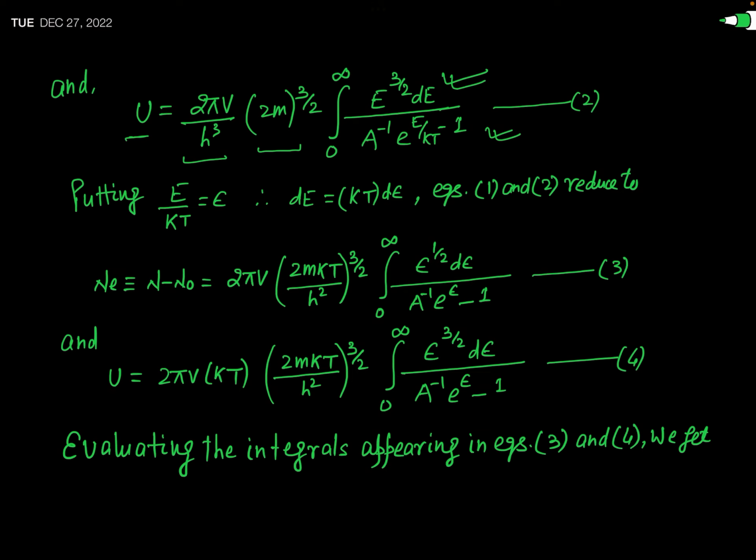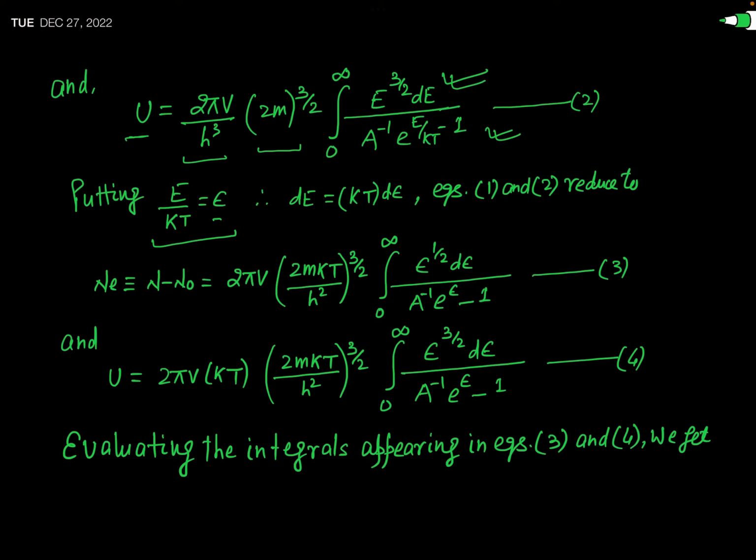Now we will try to evaluate these two integrals in equation 1 and 2. Although in the previous discussion we have already evaluated these integrals, but here I will try to evaluate these integrals in some other manner. Although result will be same, but some rigorous method here we are going to follow to evaluate these two integrals. And for this, let us consider that this factor E by kT is equal to epsilon. We consider it. You have also considered this fact previously.